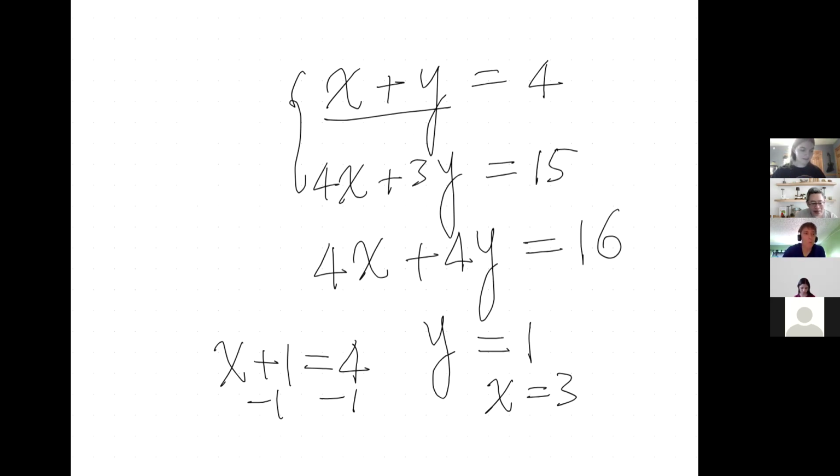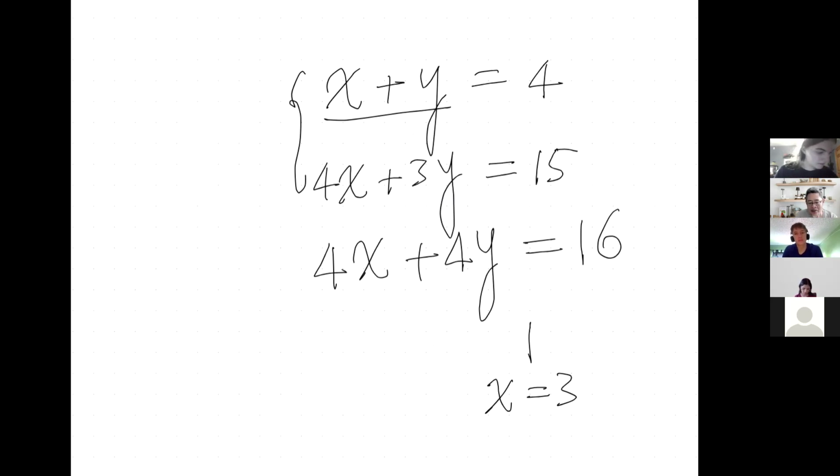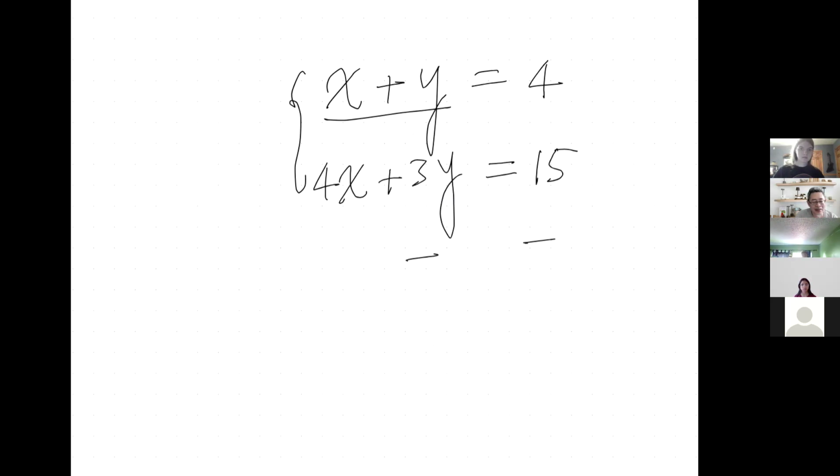Jet, are you good? I'm golden. Okay, how do you get x equal to 5? So I plugged in y equals -1 to x plus y equals 4. And so it would be x minus 1 is equal to 4. So I added 1 to each.